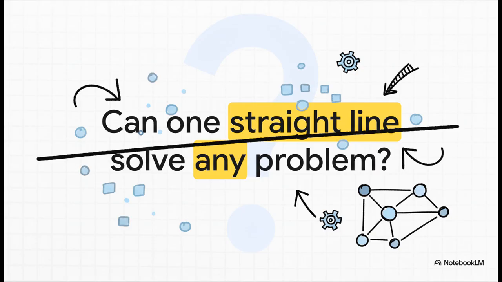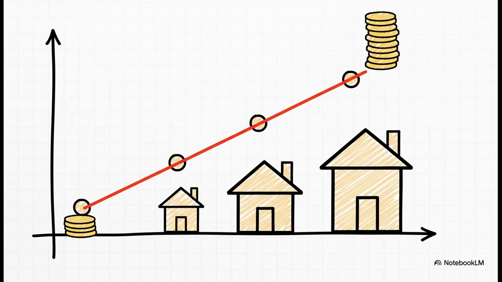For a long time, the simplest computer models tried to understand the world with just one basic tool, a single straight line. But is that really enough? Well, for a simple problem, yeah, for sure, it works perfectly. If you're trying to find a pattern like the bigger the house, the higher the price, all your data points are going to line up pretty neatly. You can just draw one straight line right through them. That's basically what linear regression does, and bam, you've got a solid answer.